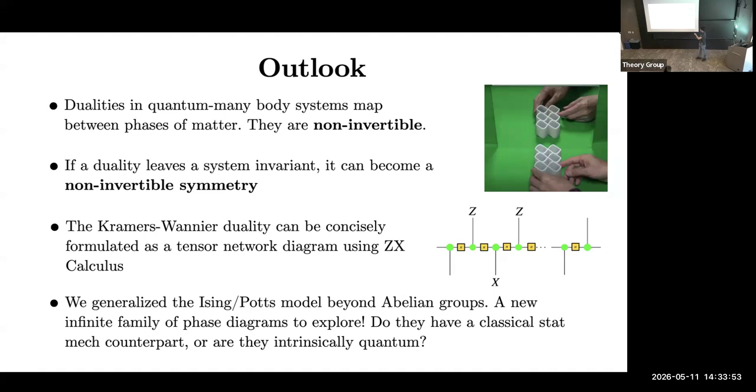There, I only studied one phase diagram, but of course there is an infinite family of phase diagrams to explore. There are an infinite number of self-dual Hopf algebras, it turns out. So there are many more to explore and potentially interesting quantum critical points. And an interesting question is whether they have a classical statistical counterpart.